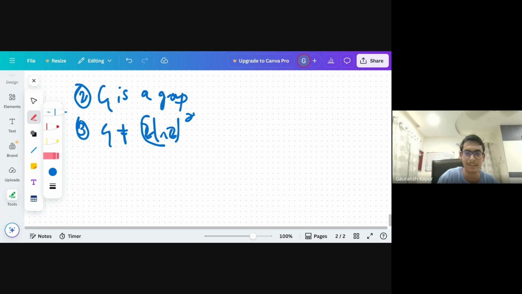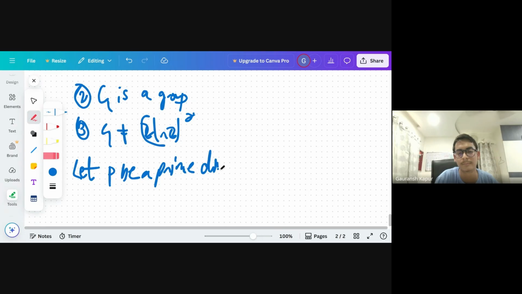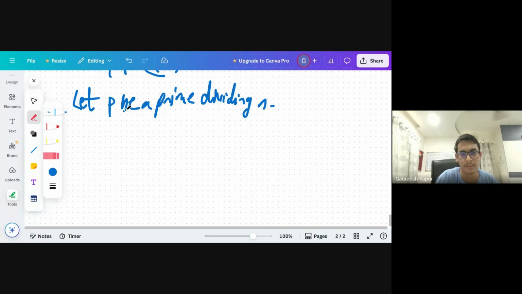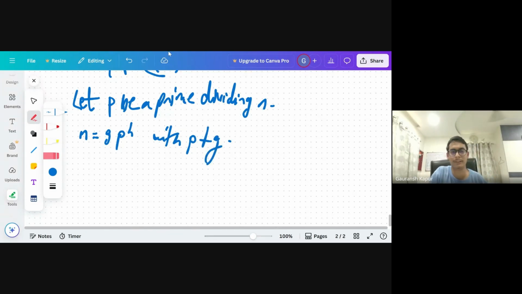Fine. So I guess I'll try and show this as well. So let's take p to be a prime which divides n, because we're assuming n is composite. So let p be a prime dividing n. Then n can be written like this. You just take the highest power of p which divides n, and then the remaining quotient is not divisible by p.